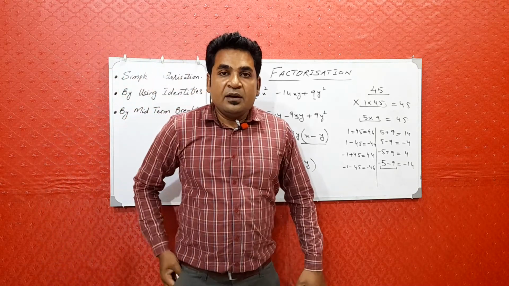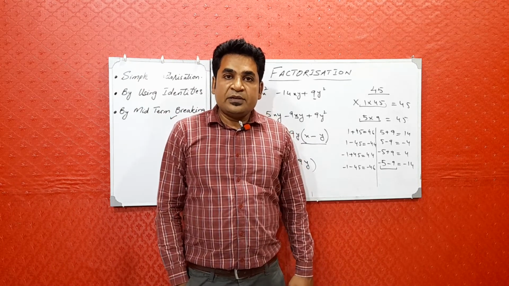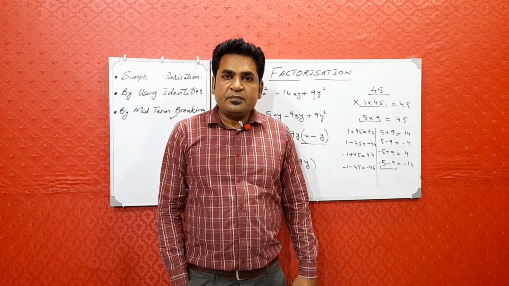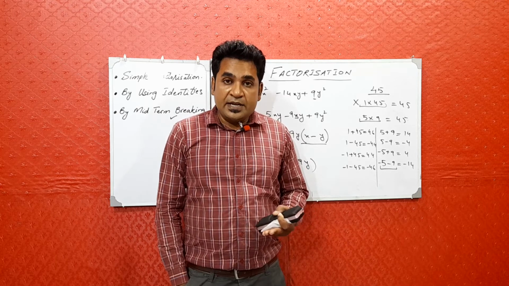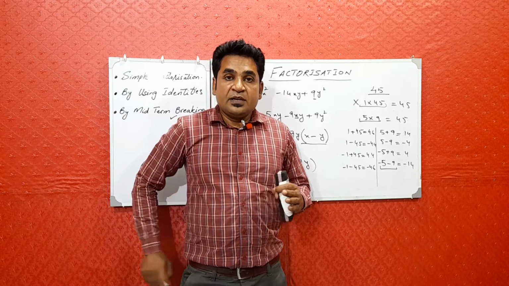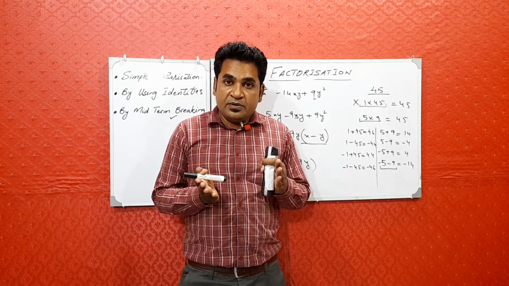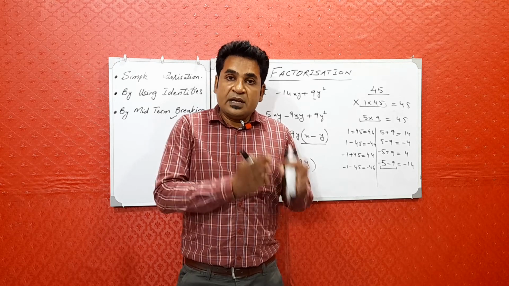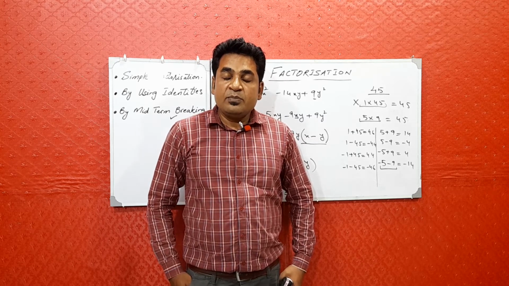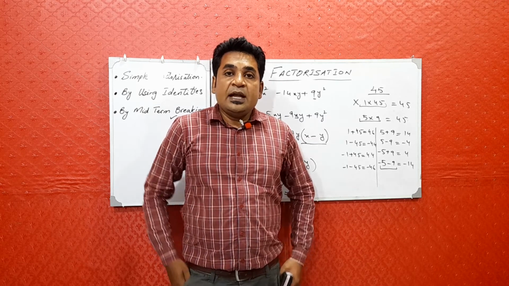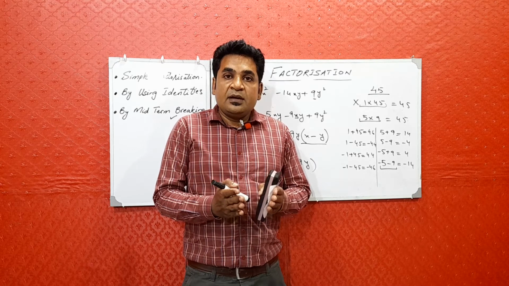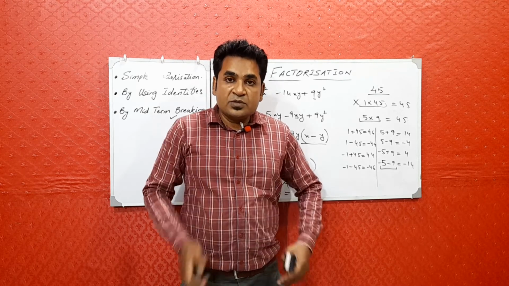So students, we have done 3 methods of factorization. Simple factorization, then we studied factorization by using identities, and in identities you need to be very careful. The first term and the last term must be perfect squares. Then you can use a plus b whole squared, or a minus b whole squared. And if it is an expression of 2 terms and both of them are perfect squares with a negative sign between them, you can use the third identity.